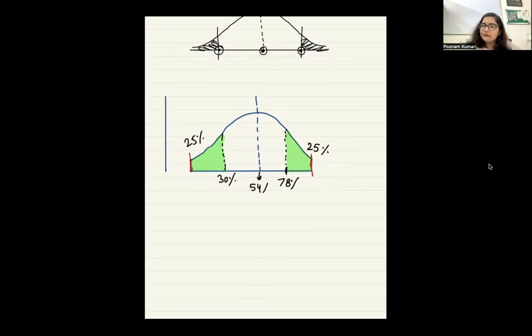Ma'am, it maintains the symmetry. It is still a symmetric distribution, right? So what will be the mean? Ma'am, 44%. 44, how 44? Ma'am, I have minus 30%, minus 10%, and plus 68% upon 2. Okay, why are we removing 10%?